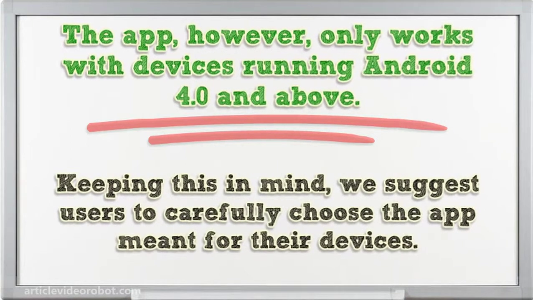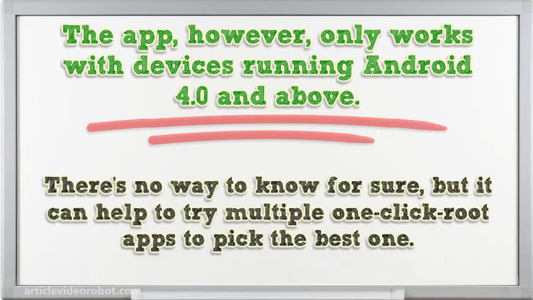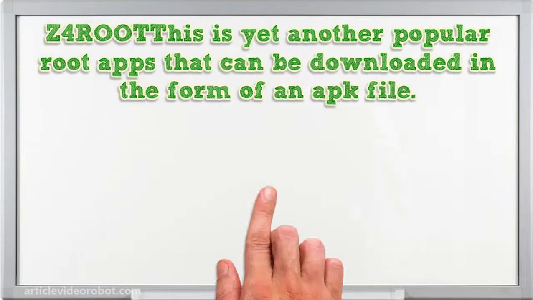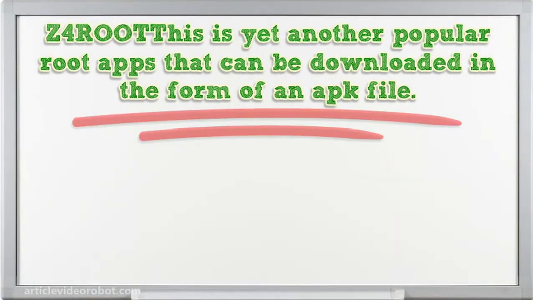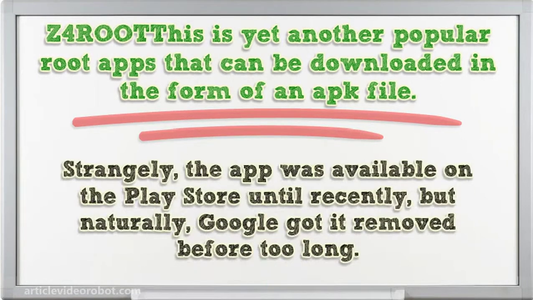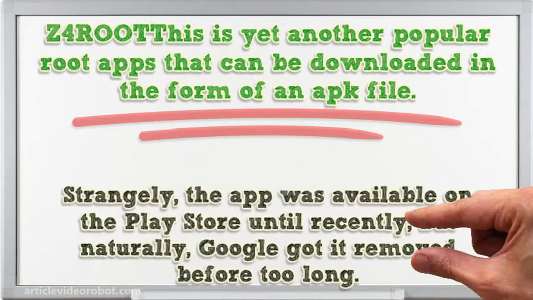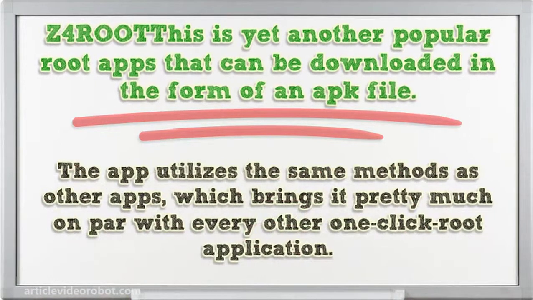Z4Root. This is yet another popular root app that can be downloaded in the form of an app file. Strangely, the app was available on the Play Store until recently, but naturally, Google got it removed before too long. The app utilizes the same methods as other apps, which brings it pretty much on par with every other one-click root application. It's a free download, naturally, although you will have to deal with the usual flow of ads.